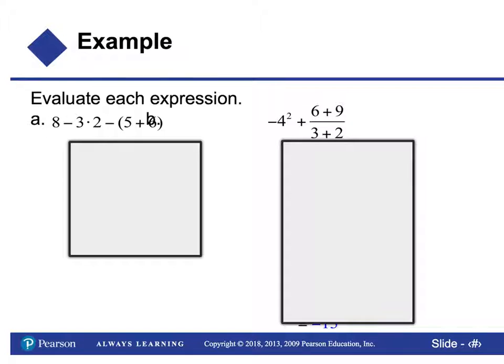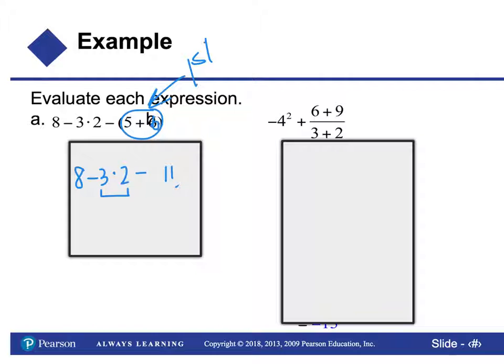In this first one, we have 8 minus 3 times 2 minus parentheses 5 plus 6. There's a 6 back there. We're going to do the parentheses first. So 8 minus 3 times 2 minus 11. Now that we've completed the operation inside the parentheses, I can erase them or get rid of them because all the parentheses was doing was telling me to do that first. And I already did it.